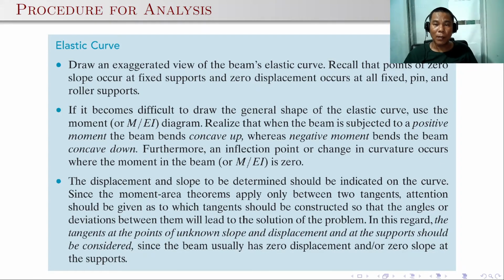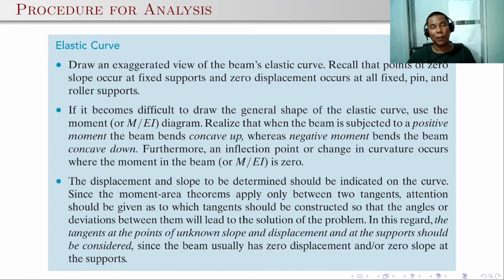Also recall that the points of zero slope occur at fixed supports, and zero displacements occur at all pin and roller supports. If it becomes difficult to draw the general shape of the elastic curve, use the moment or M over EI diagram. Realize that when the beam is subjected to a positive moment, the beam bends concave upward, whereas a negative moment bends the beam concave down. So this is what I was trying to say earlier.